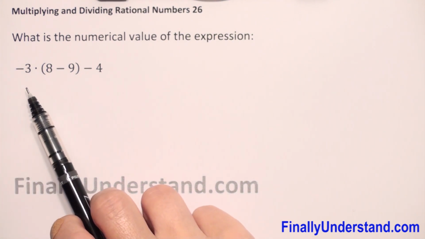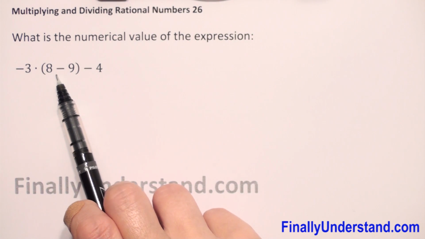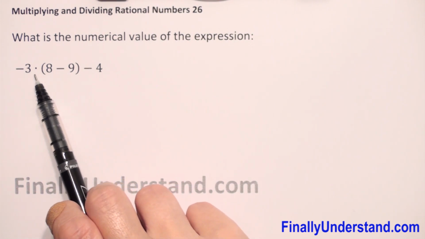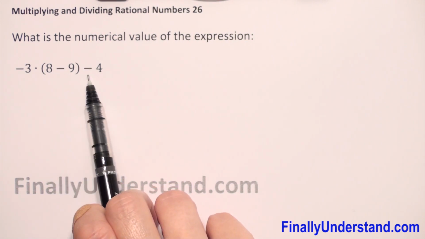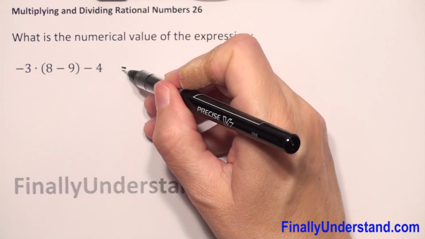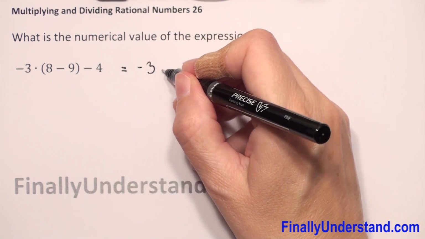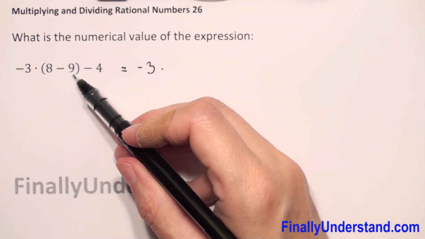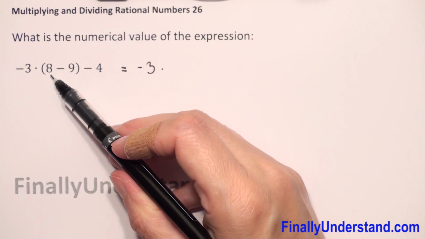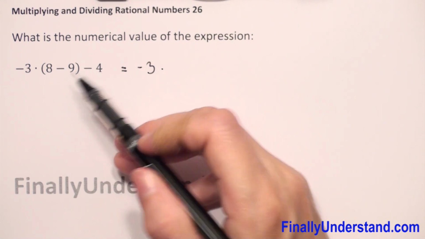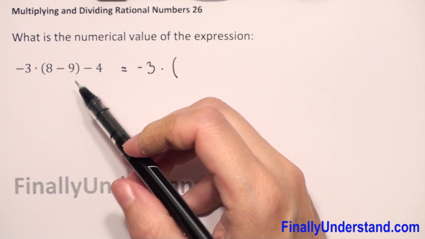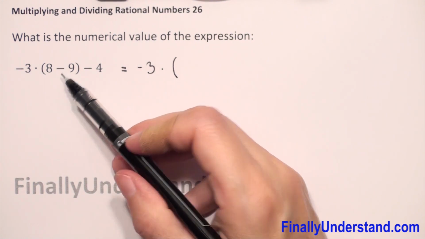So we have here parentheses. First we have to do parentheses, next multiplication, and the last subtraction. So this is equal, negative 3 we have to copy, times 8 minus 9. We subtract from the smallest number, greater number. So how do we do this? We can always change subtraction to addition.